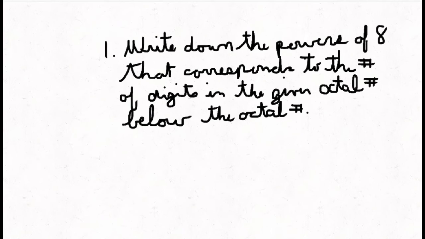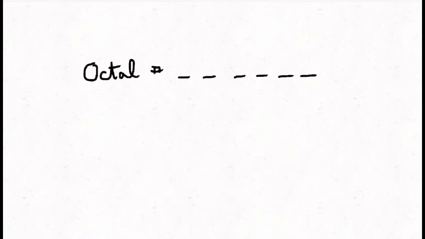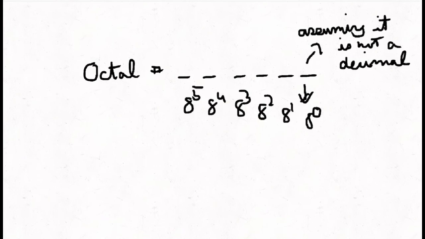Octal to decimal is basically using multiplication instead of division, with different implications. The first step is to write down the powers of 8 that correspond to the number of digits in the given octal number, right below the actual octal number. It would look like dashed lines for the digits, and the powers of 8 right below them, assuming it's not a decimal.